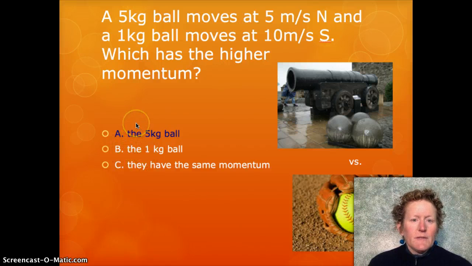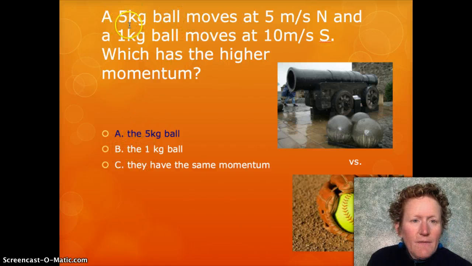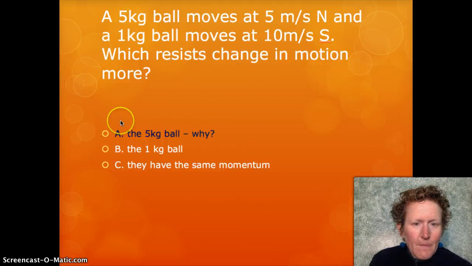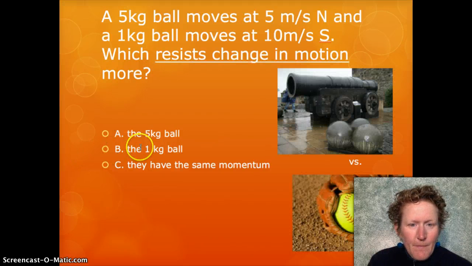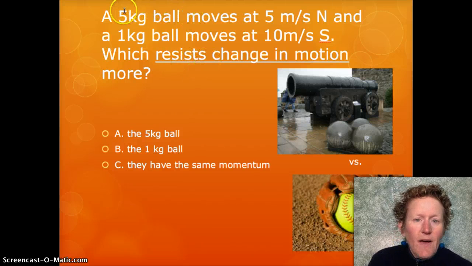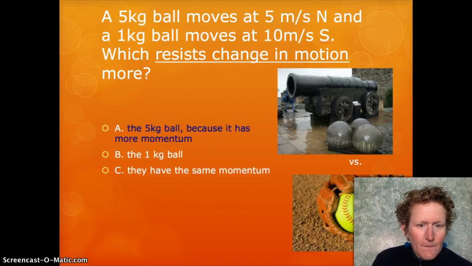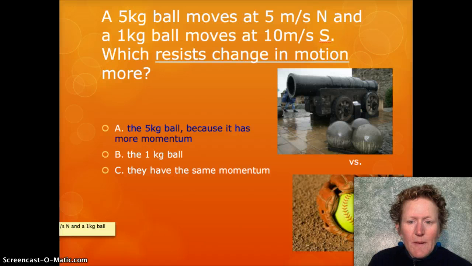The 5 kilogram ball is going to have more momentum because it's 5 times 5. It's the mass times velocity. And that 5 kilogram ball has more momentum, so it's going to resist the change in motion even more. That resistance to the change in motion is because this 5 times 5 has more momentum than 1 times 10. A 5 kilogram ball has more momentum because it's more massive and it's moving faster.